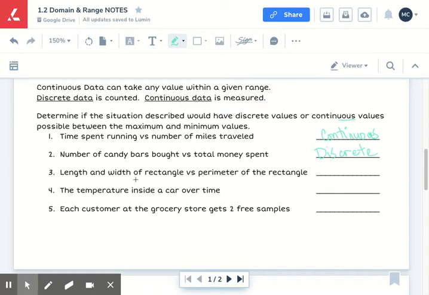Okay, the length and width of a rectangle versus the perimeter of the rectangle. Now the length and width, let's say we're measuring things in feet. Is it possible to have 1.5 feet? I think it is. And since the perimeter is just the sum of the lengths and the width, the perimeter could also be fractional values as well. So this one is continuous.